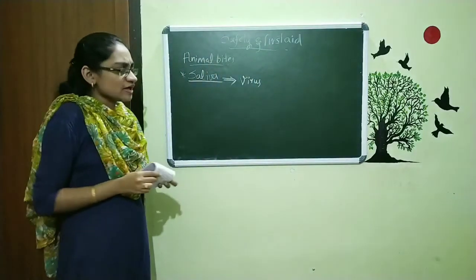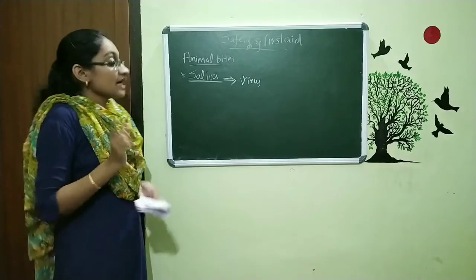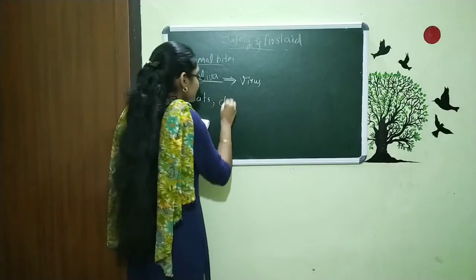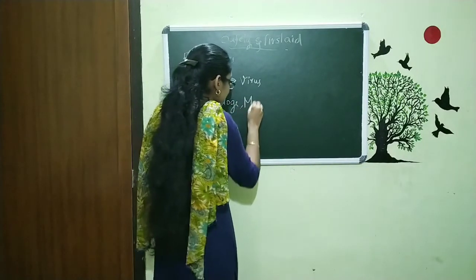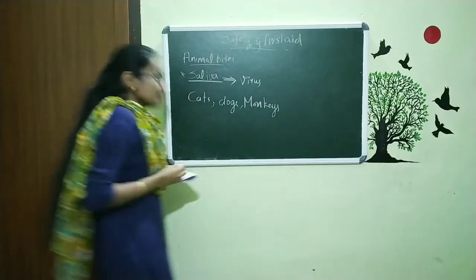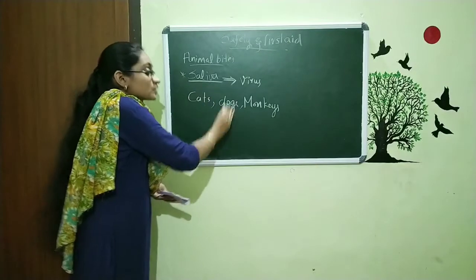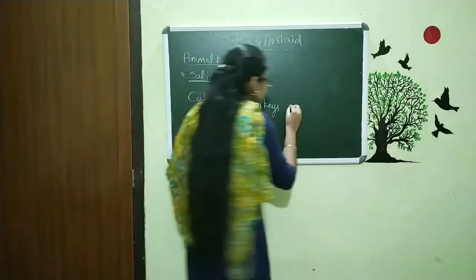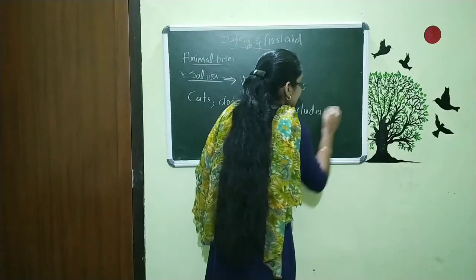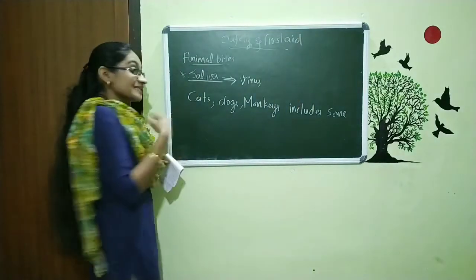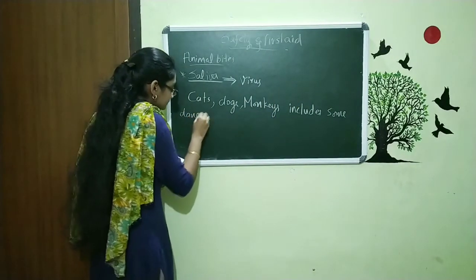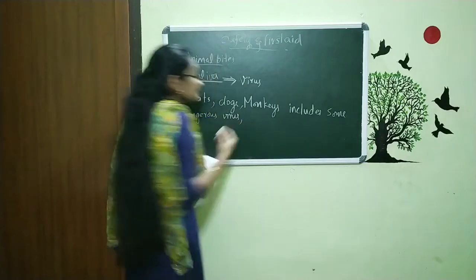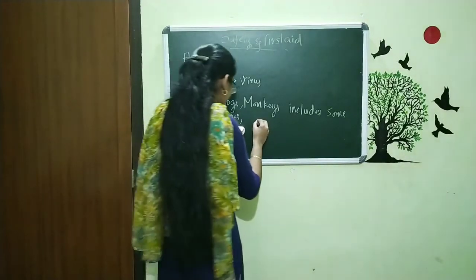Some of the viruses are not harmful, but some are very harmful. The saliva of animals like cats, dogs, monkeys, etc. includes some harmful or dangerous virus that leads to the disease called rabies.